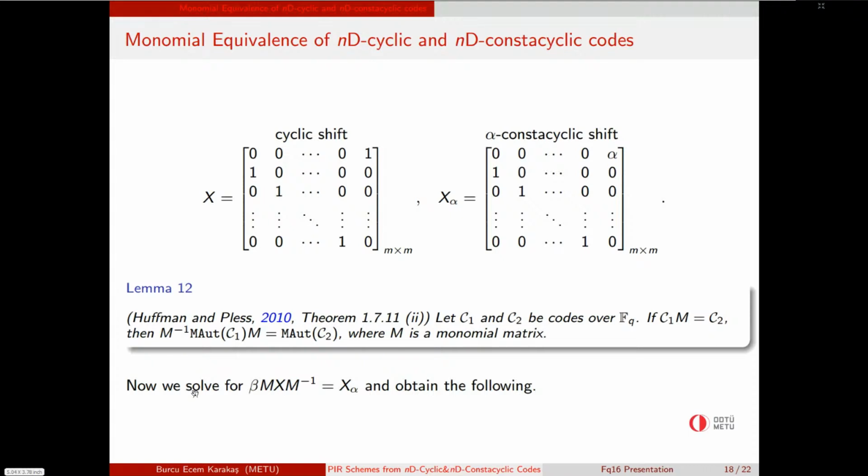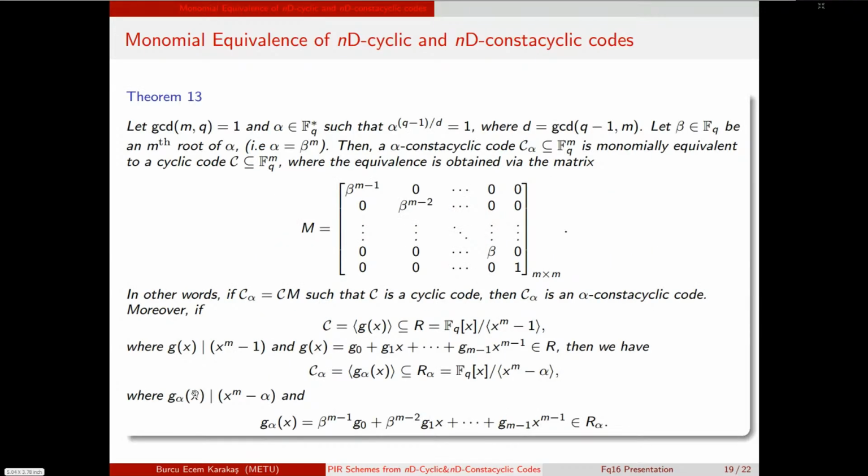So to show the monomial equivalence of ND cyclic and ND constacyclic codes, we have the permutation matrix of cyclic shift, this matrix, and also we have the monomial matrix of alpha constacyclic shift. So we need this M matrix to show the monomial equivalence between the cyclic code and the alpha constacyclic code. And for that, we need to solve this equation. And for this, beta should be non-zero, because if beta is 0, then we get alpha equal to 1. And we don't want that. It's equal to cyclic shift.